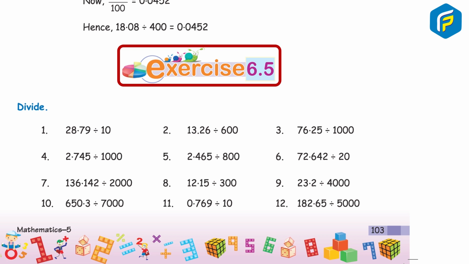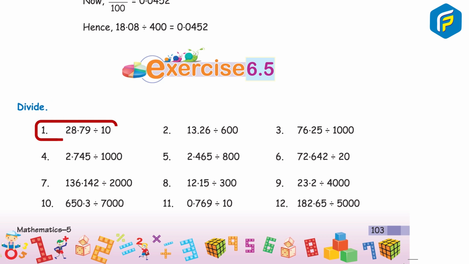Exercise 6.5. Divide: 1. 28.79 divided by 10. 2. 13.26 divided by 600. 3. 76.25 divided by 1000. 4. 2.745 divided by 1000. 5. 2.465 divided by 800. 6. 72.642 divided by 20.